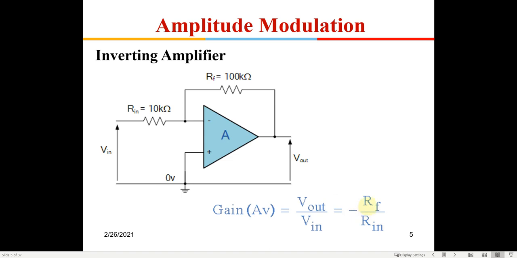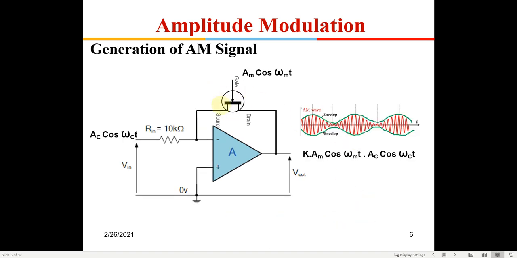Now instead of RF, since we are going to use a device whose resistance is going to be proportional to the input signal which we are applying, I am just replacing that RF by Rin with a constant K, and now I am introducing this term Am cos omega t. That means this resistance is going to vary with Am cos omega t, so I put a factor of K. So that means the gain is going to change. So I am going to get an output which is K Am cos omega t into the carrier input signal. So this is the input signal which is being amplified by a factor K Am cos omega t.